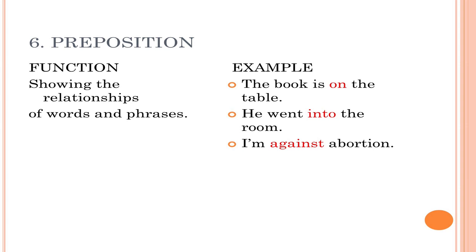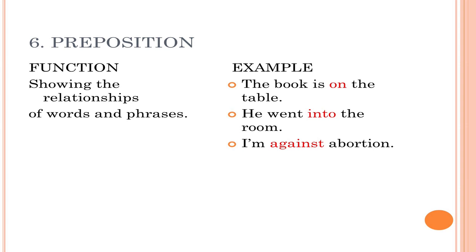Let's look at these examples we have here. The book is on the table. The word on here is a preposition and it shows the relationship between the word book and table. On is a preposition. Two. He went into the room. Into here also is a preposition and it shows relationship between the pronoun he and the noun room.